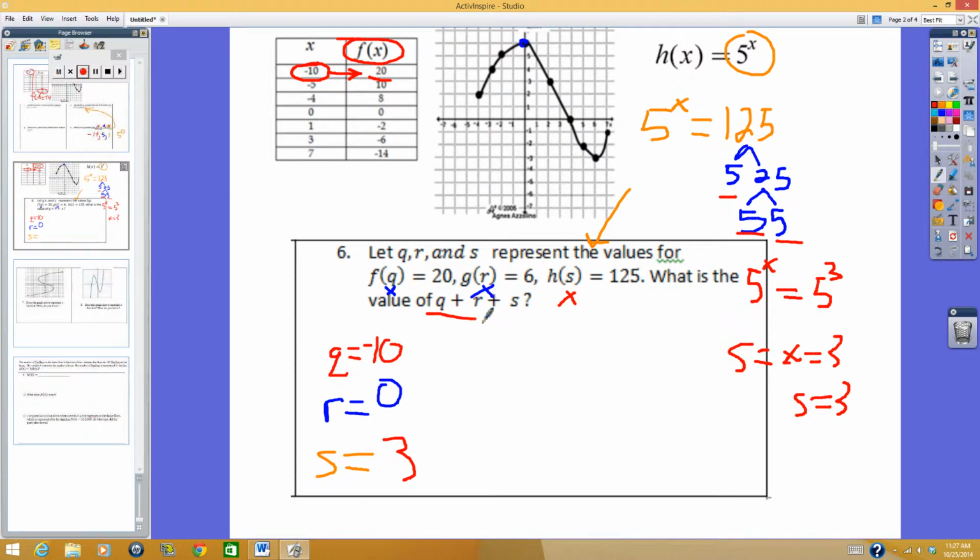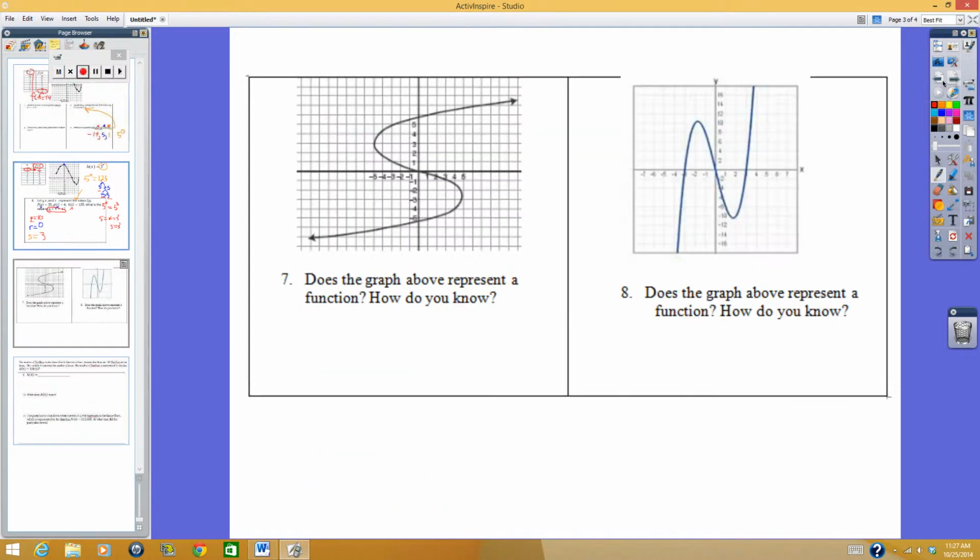And don't forget to do this part. What value is q plus r plus s? You would just add negative 10 plus 0 plus 3, okay? I'm not going to do that because I know you guys are more than capable of adding.